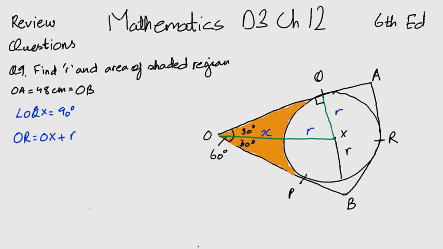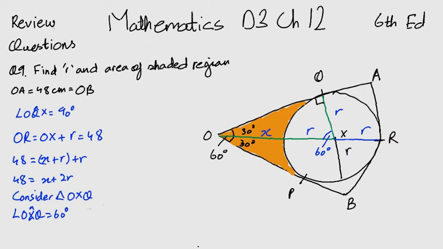Since XR is also the radius, we can say that OR, the radius of the largest circle, equals OX plus small r. And we know OR is 48. And we can say that x plus 2r equals 48. Here I've shown all the radii.